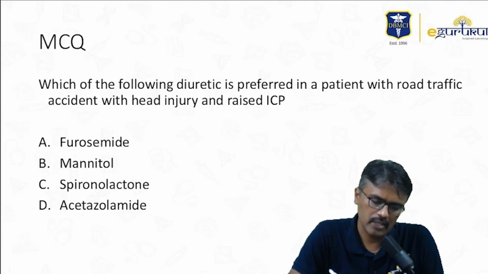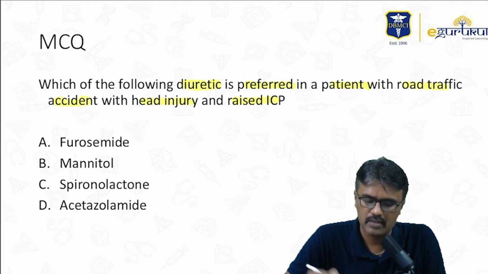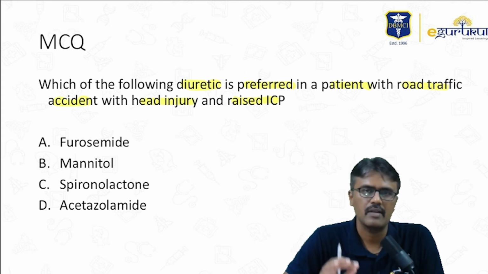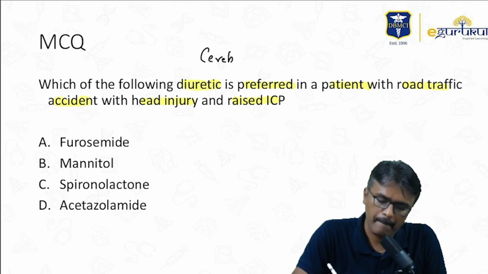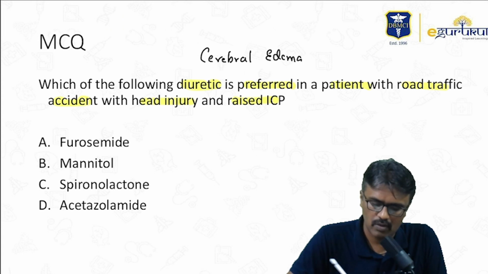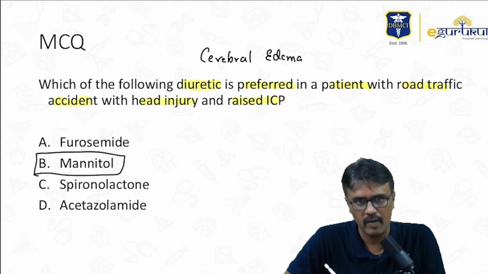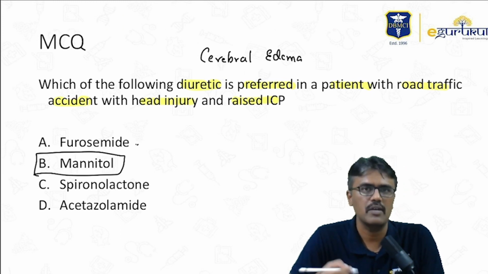Now, moving on to the next question, which of the following diuretics is preferred in a patient with a road traffic accident with head injury and raised intracranial pressure? Any raised intracranial pressure will lead to a condition called cerebral edema. When you treat cerebral edema, the main drug we use is mannitol, which is an osmotic diuretic. You can use furosemide, but it's not the main drug. It's an adjuvant drug which is given.